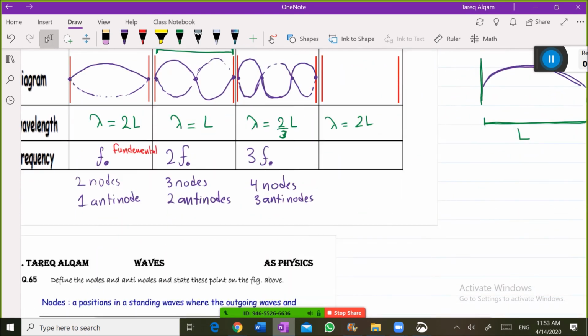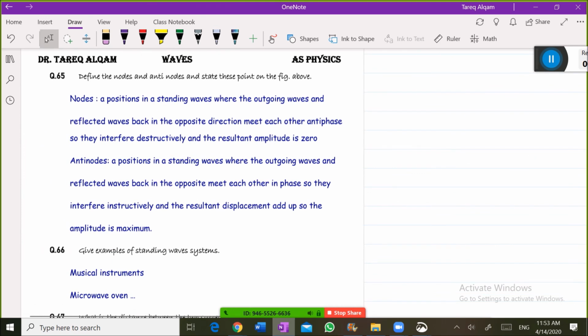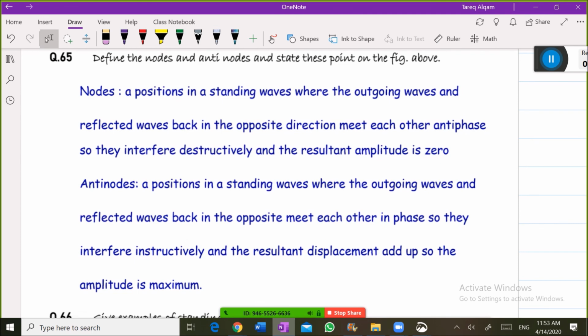We agreed this is the third and fourth harmonic. Okay. Define a node and an antinode. We already defined these things, guys. I will define these things and I will stop here. The nodes, guys, are positions in the standing wave where outgoing waves and reflected waves back in the opposite direction meet each other in anti-phase. Initially we have outgoing and reflected progressive waves, but when they interfere, I will not observe these progressive waves; I will start observing standing waves. So they interfere destructively, and the resultant amplitude is 0. This is the explanation of the node.